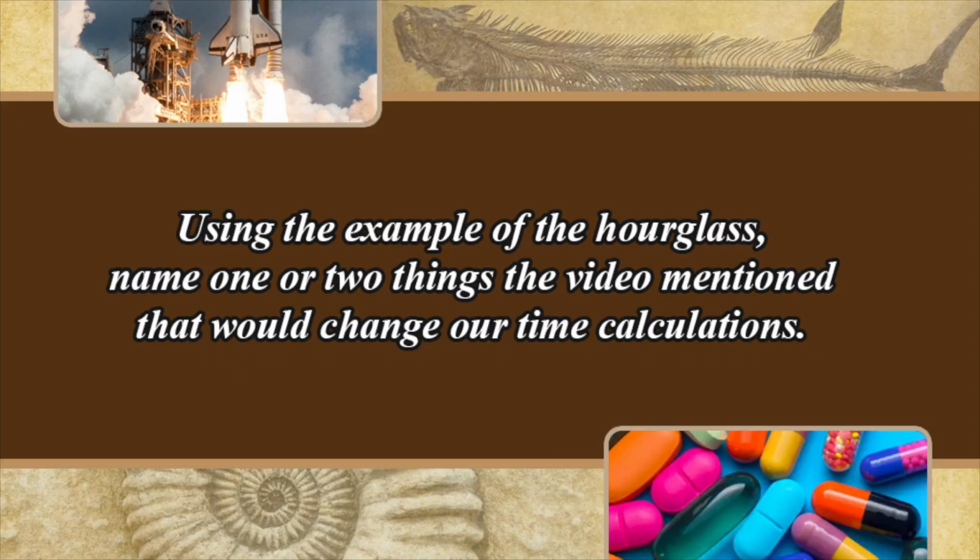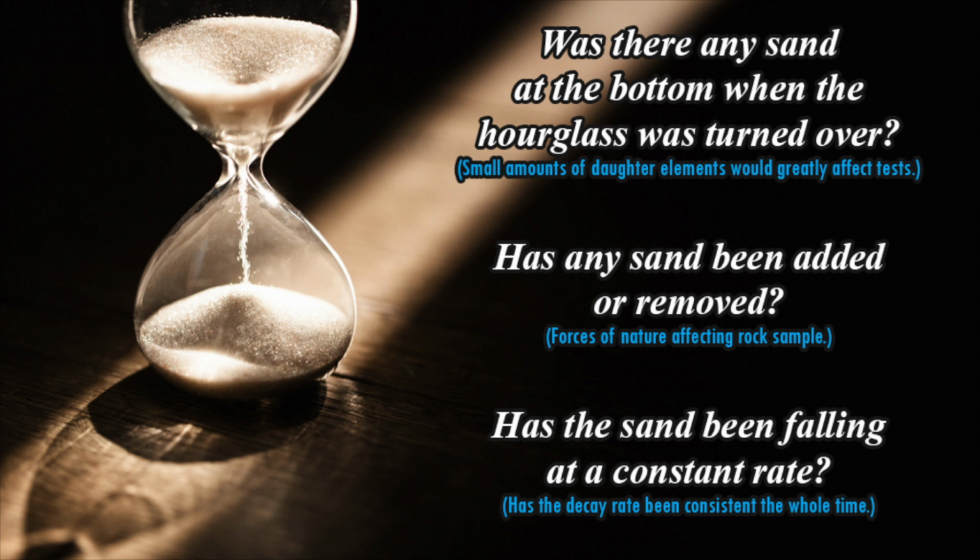In the example of the hourglass, name one or two things the video mentioned that would change our time calculations. In the example of the hourglass, these were given. Was there any sand at the bottom of the hourglass when it was turned over? Has any sand been added or removed from the hourglass? And has the sand been falling at a constant rate? These three examples represent forces in nature which can change the results of our radiometric test.